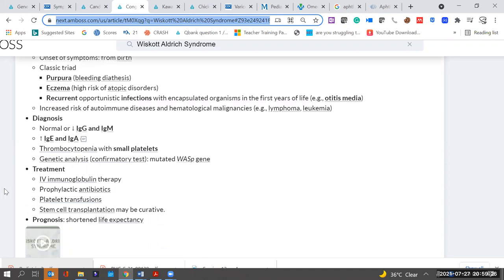So treatment, what are you going to give? Whichever immunoglobulin is deficient, you will give that immunoglobulin. So IV immunoglobulin therapy is the one.